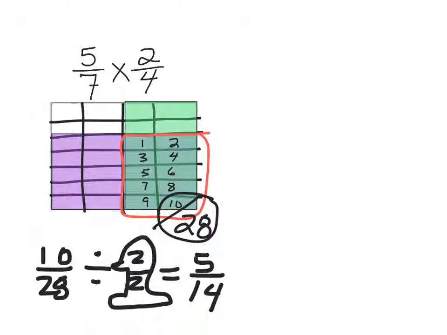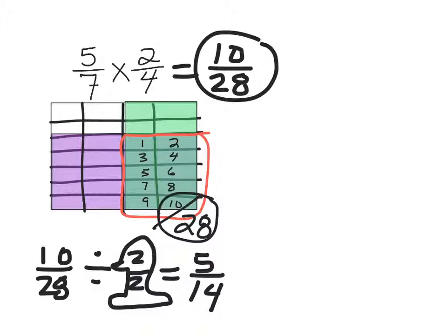So let's go ahead and do that right now. And I'm going to go 5 times 2 is going to give me 10. And then 7 times 4 is going to give me 28. And lo and behold, look right there. Our algorithm here agrees with our mathematical model right there. And that is always beautiful, my friend.